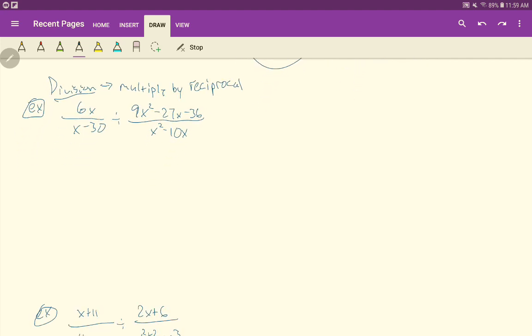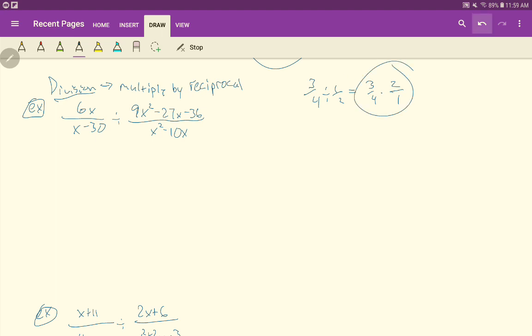All right, now what about division? Well, if you can do multiplication, you can do division. Because any time you divide by a fraction, like 3/4 divided by 1/2, or 6x over x minus 30 divided by 9x squared minus 27x minus 36 over x squared minus 10x, whenever I'm dividing, instead of dividing, I can always change it to multiply by the reciprocal. And that's what we're going to do. You can actually do fraction division just like we do fraction multiplication, if you're interested in this. So let me show you what I mean.